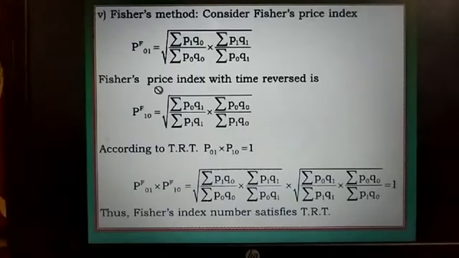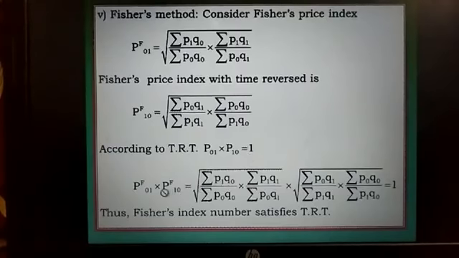So according to TRT, time has to be reversed. So here P01 was there, it has to become P10. Wherever 1 was present in this formula, we have to replace it by 0, and wherever 0 was there, it has to be replaced by 1. After that you are going to get this particular expression. So according to TRT, you know P01 multiplied by P10 is equal to 1.